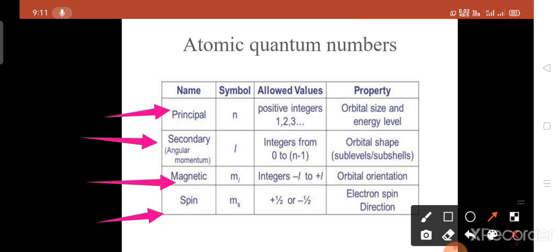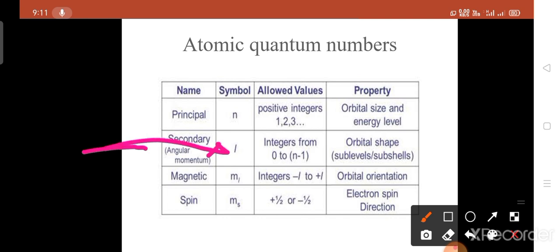These four quantum numbers are denoted by symbols. The first quantum number is denoted by the symbol n, the secondary quantum number is denoted by the symbol l, the third, magnetic quantum number, is denoted by the symbol ml, and the fourth quantum number is denoted by the symbol ms.